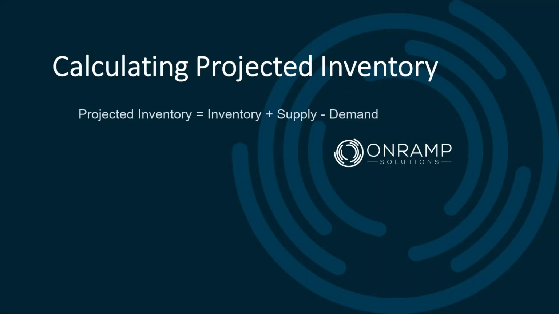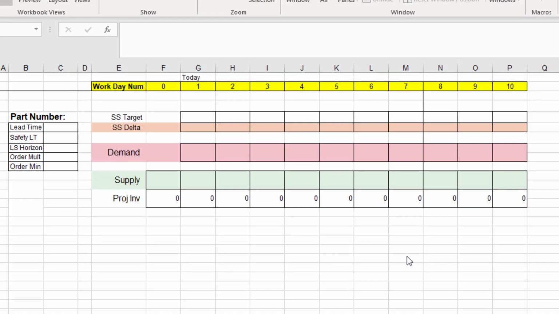MRP calculates the projected inventory by looking at what's currently in stock, your inventory, and your vendor purchase orders or work orders, which is your supply, minus sales orders, which is your demand. Or as a formula, projected inventory equals inventory plus supply minus demand. Often this is done manually on an MRP table. Your firm may be using the following table or something similar. With this, based on upcoming demand, along with some other variables, like safety stock or order multiplier, you can calculate when you will need to increase supply to ensure that your parts supply meets your client demands.